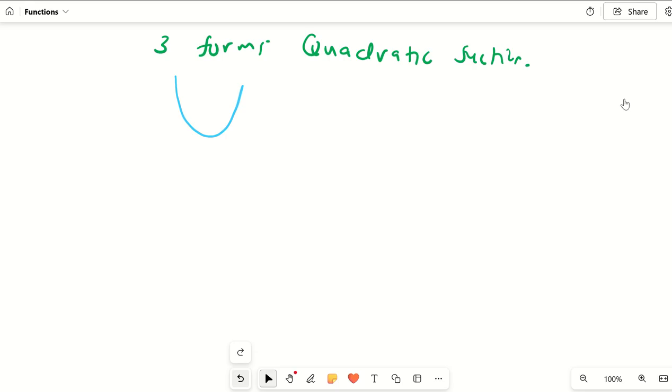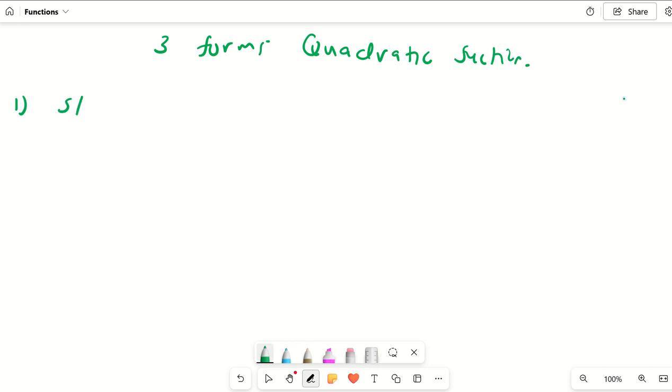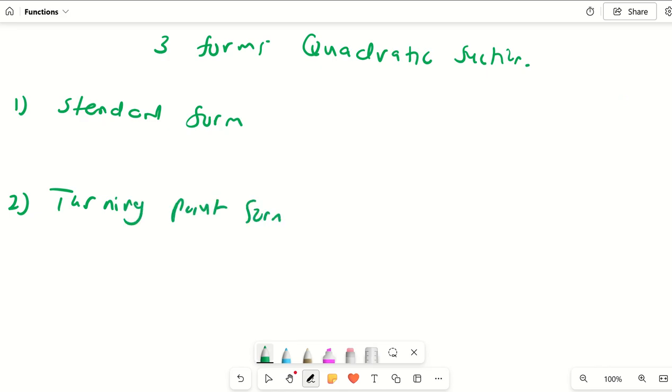3 forms of a quadratic function. They are: 1, standard form. The second one, turning point form. Third one, x-intercept form.